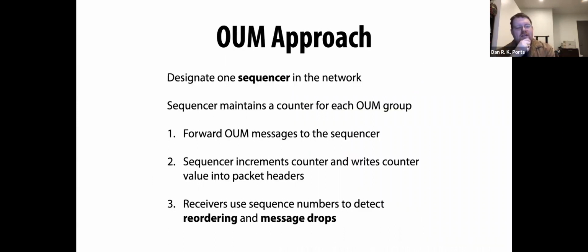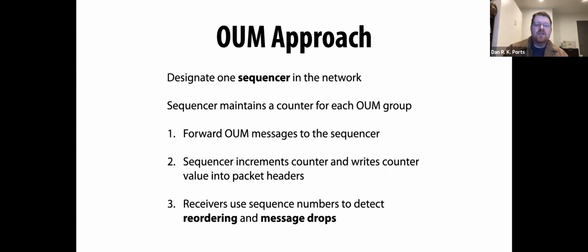The reason this kind of ordered unreliable multicast is interesting is because it's actually quite straightforward to implement using in-network computation. The basic idea is that we designate one of the switches in the network as a sequencer. And the sequencer has a very simple job. It just puts a monotonically increasing message counter into a packet. So it's maintaining a counter for each replica group in the system. And we make sure that OUM messages are forwarded through the sequencer, which just increments the counter and writes the value into the packet header. And the result is that the receivers can look at these sequence numbers and detect when packets have been reordered or dropped.